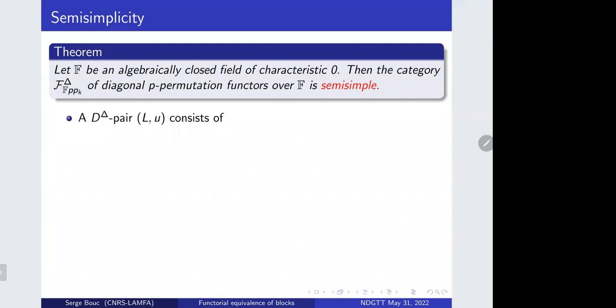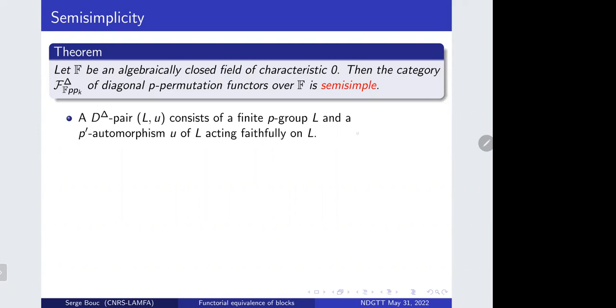What we call a D delta pair, (L, u), consists of a finite p-group L, so a group of order a power of p, and a p-prime automorphism u of L acting faithfully on L. So p-prime means of order prime to p, and acting faithfully meaning that the subgroup generated by u is actually a subgroup of the automorphism group of L. So this is the delta pair. And when we have such a pair of a group and an automorphism of this group, we can build a semi-direct product, denoted in this way.